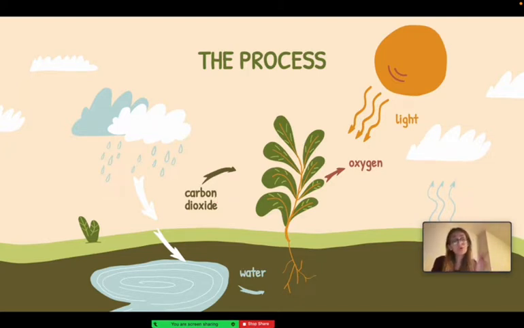The two main products are oxygen, which is given out and is used for us to breathe, and glucose stays in the plant as food.